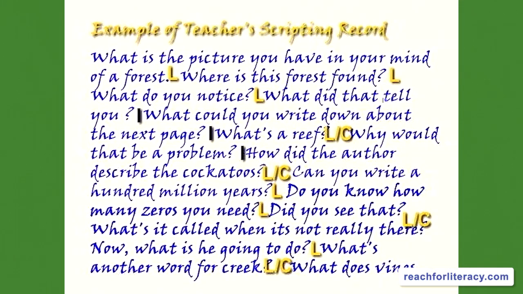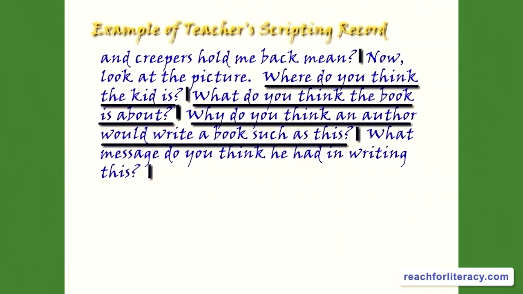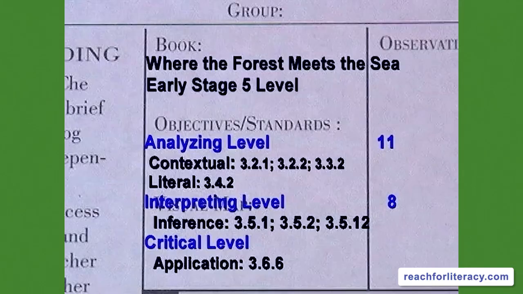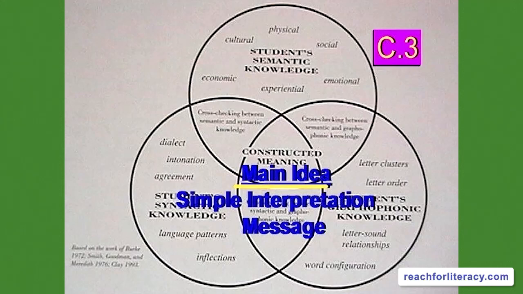Examples of inference interpretive questions include, why would that be a problem? Where do you think the kid is? What do you think this book is about? Why do you think an author would write a book such as this? What message do you think he had in writing this? A total of 8 inference interpretive questions were asked. Using this early Stage 5 book required students to think at a simple interpretation level.